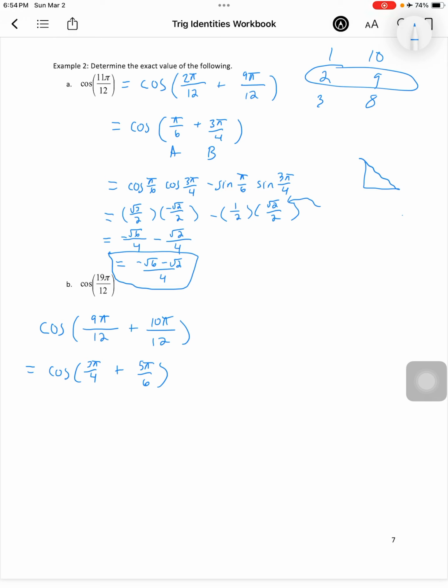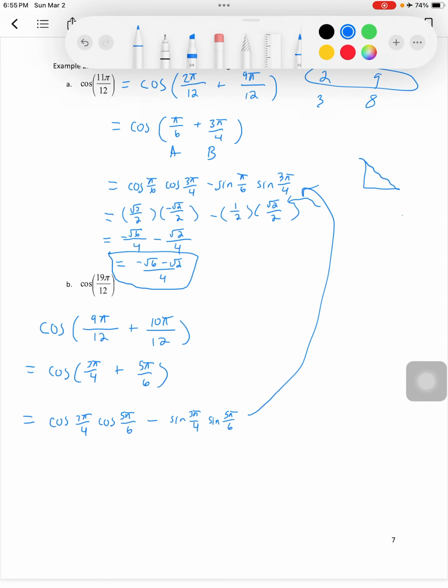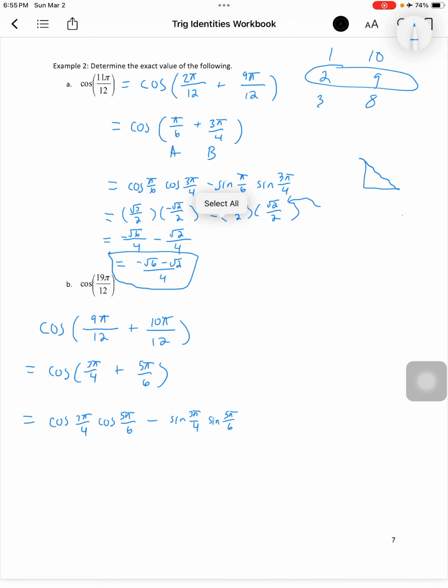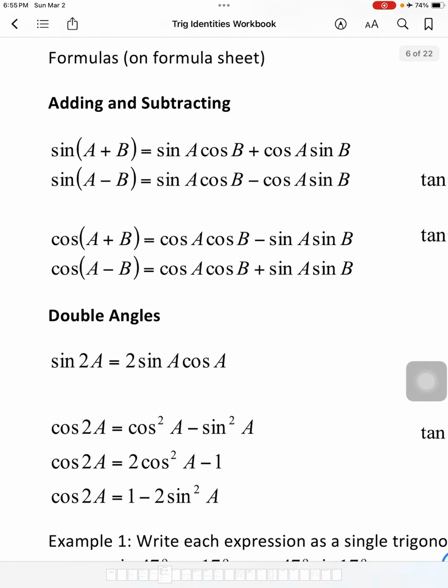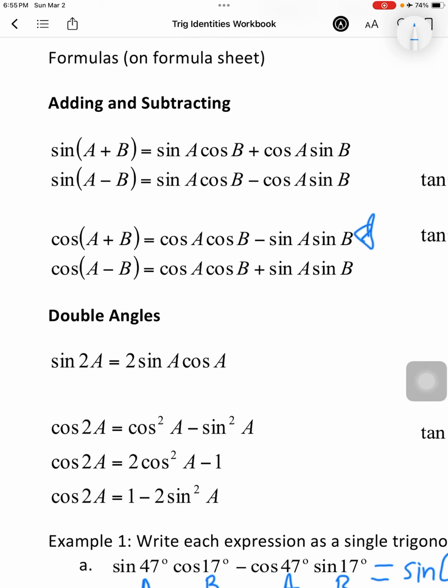But anyway, here it's going to be the exact same formula as letter A, where we have the cos A, cos B. So now it's going to be cos 3 pi over 4, cos 5 pi over 6, minus sine 3 pi over 4, sine 5 pi over 6 again. Exact same question or formula as this one, we're just replacing the numbers, and they all came from the formula sheet here. This one.